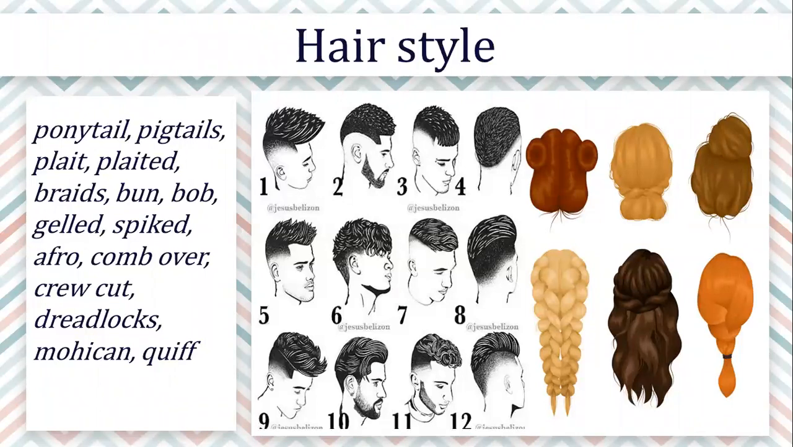once you're done with the hair color, the texture of the hair, the appearance of the hair, if you're talking about a fiction story, you need to mention the hairstyle. Because in a fiction story, in a narrative story, you always have to mention what the person's hair was because they actually define what kind of person it is. If it's a girl, it can be ponytail, pigtails, plaits, plaited hair, braid, bun, bob. And if it's a man, it can be gelled, spiked, combed over, crew cut, dreadlocks, mohicans, or quiffs.